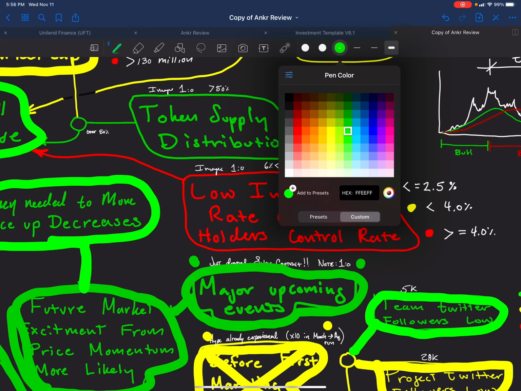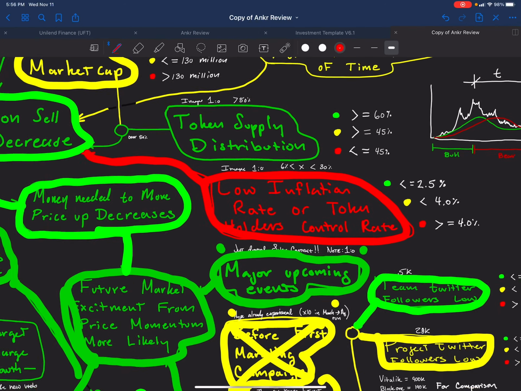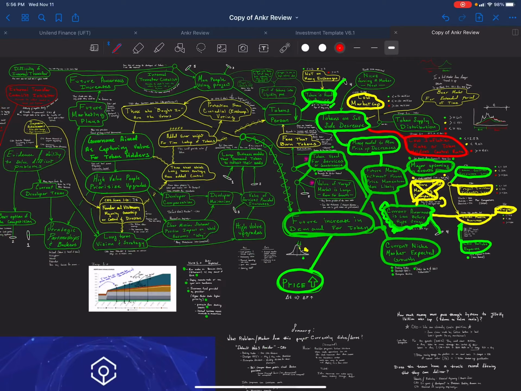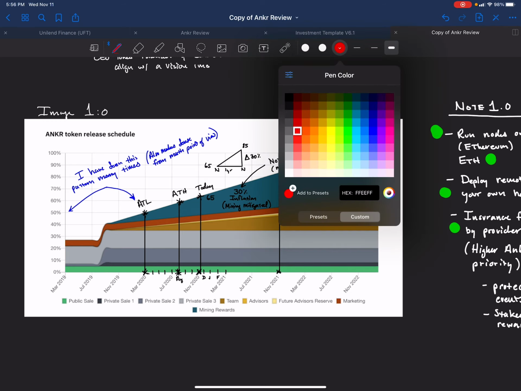So regarding inflation, the inflation's pretty high for this project. It's one of the negative things. It's greater than 6% and less than 30%, as you can see from this chart. Here is the analysis of the release of the token.